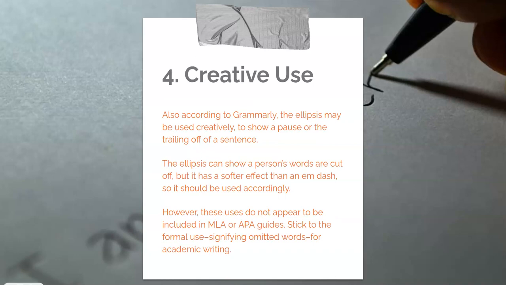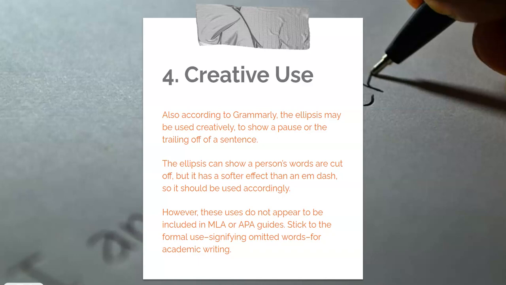This kind of brings us into the creative use of the ellipsis. So also according to Grammarly, the ellipsis may be used creatively to show a pause or the trailing off of a sentence. We do see this often in creative writing. And this is an accepted use. The ellipsis can show a person's words are cut off as well, but it does have a softer effect than, say, an em dash, so use it accordingly.